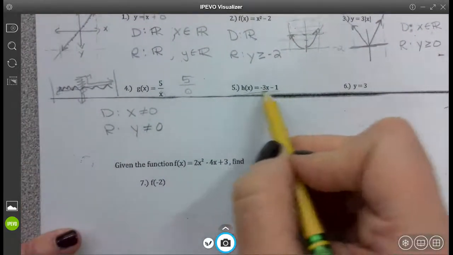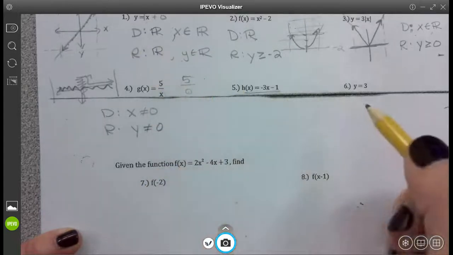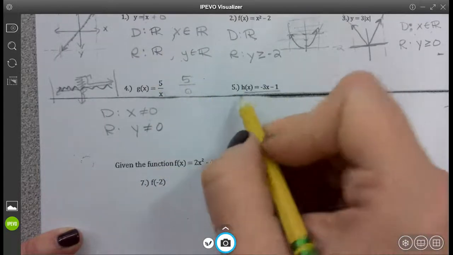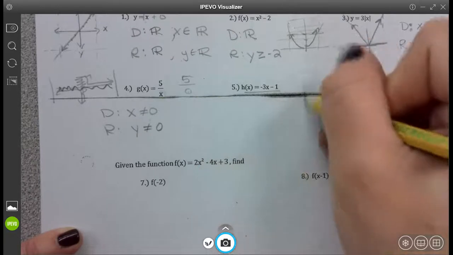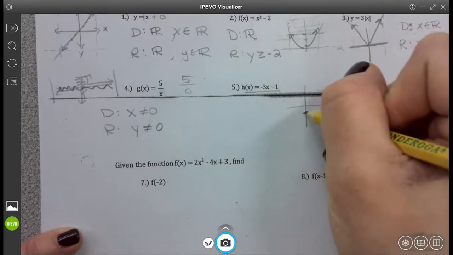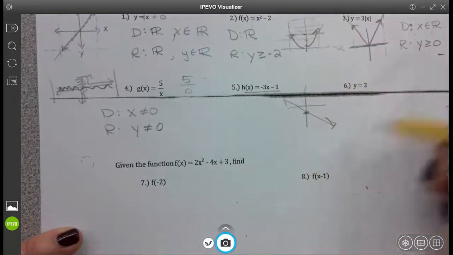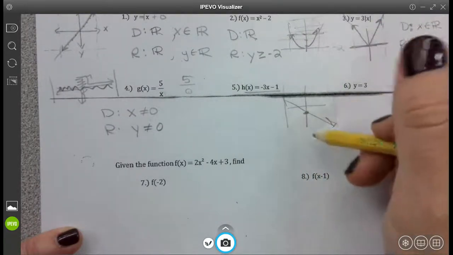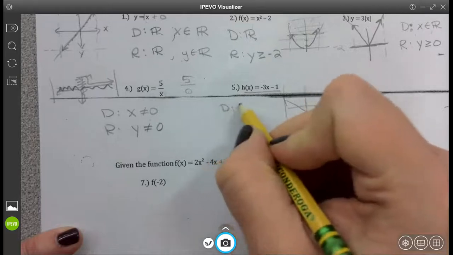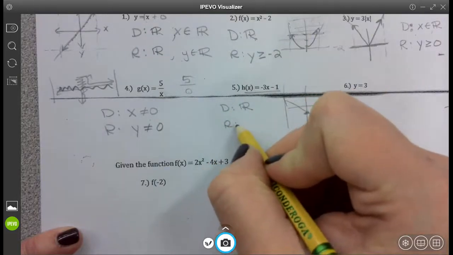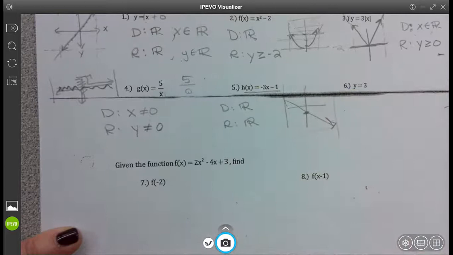Number 5, it's a linear equation. So just like number 1, it's going to be all real numbers and all real numbers. If you begin with B and you move with M, you'll see it's a linear equation, no barriers, no barriers. The domain is all real numbers and the range is all real numbers. I can put anything in and anything will come out.